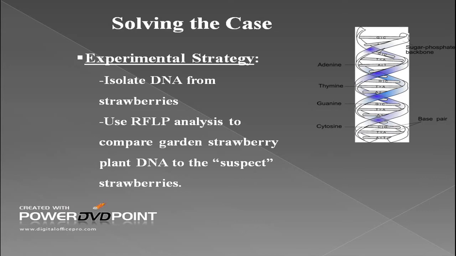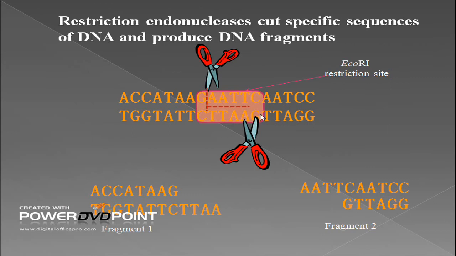For example, in humans, the DNA from two unrelated individuals is 99.9% identical. It is the small number of differences in DNA sequence between two people that makes us different. So no two people except identical twins will have exactly the same DNA. The same is true for other organisms, even for strawberries. So you will isolate the DNA and then use RFLP analysis to compare garden strawberry plant DNA to the suspect strawberries. So here what will you do?